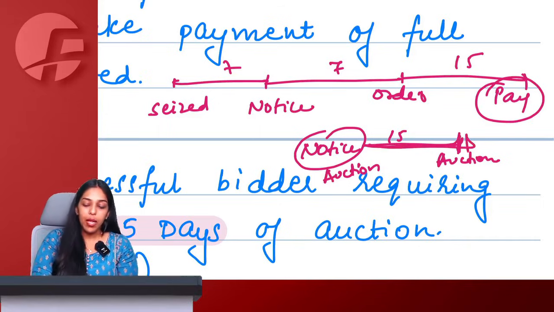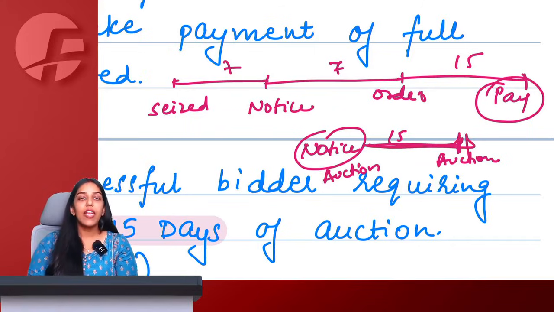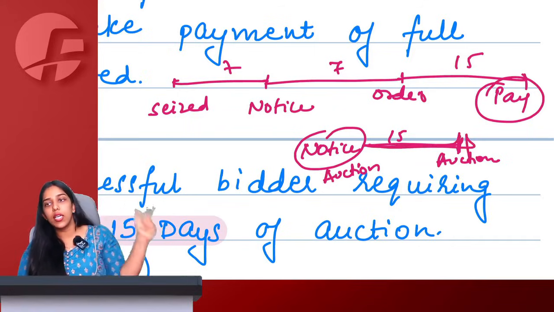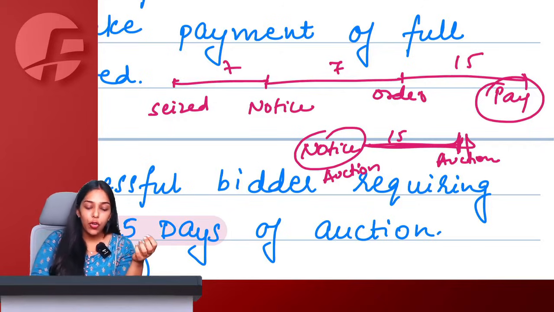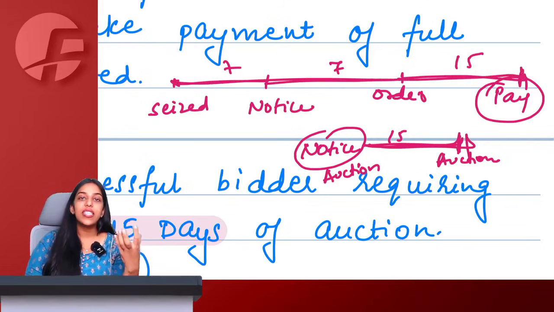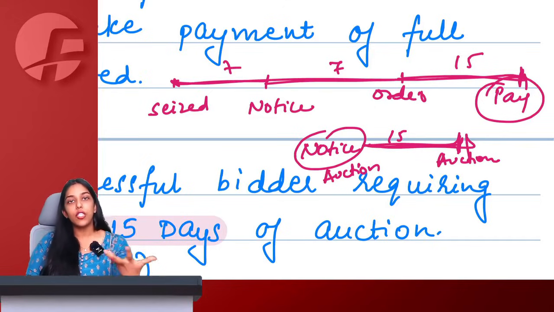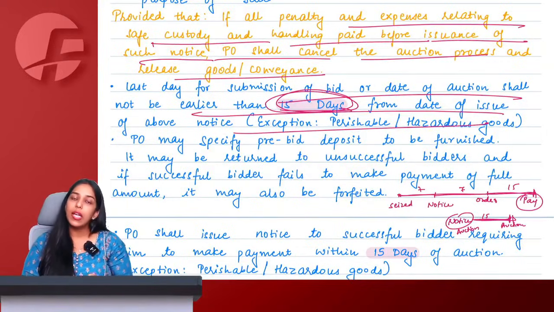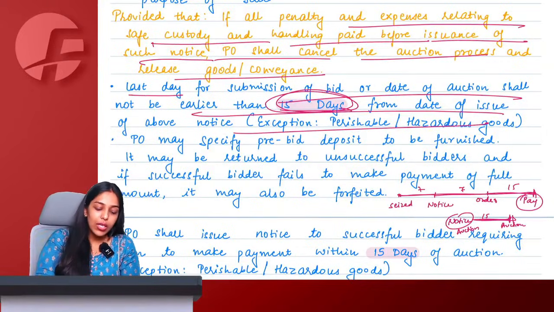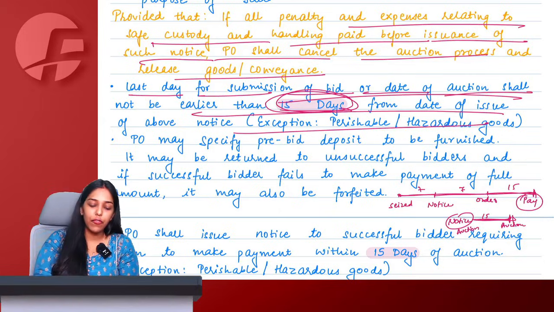Meanwhile, during this time, before the actual auction is conducted, if the original owner wants to get the goods cleared, he can pay the penalties and he will also have to pay the expenses, because for all this time the goods were seized and detained, so there were some expenses incurred to take care of the goods. Also some expenses for the auction were incurred. If the person pays all these penalties and expenses, then okay, you get your goods cleared, go home, the auction will be cancelled.